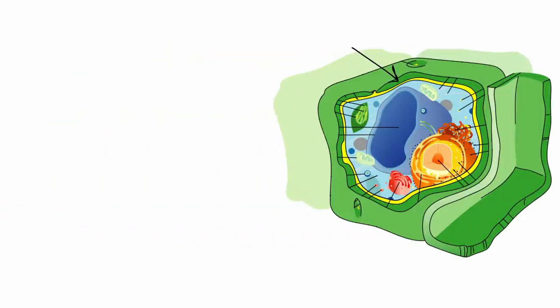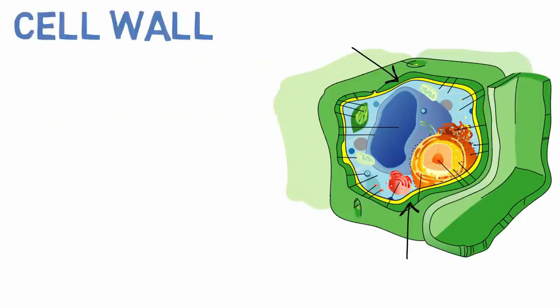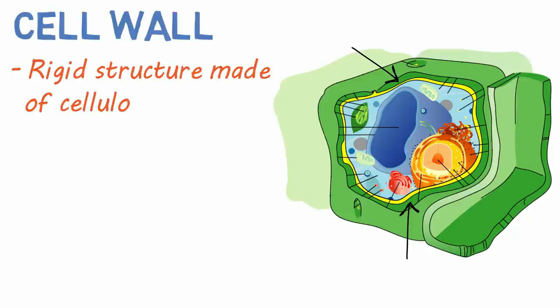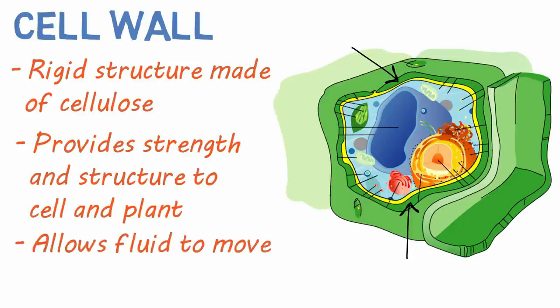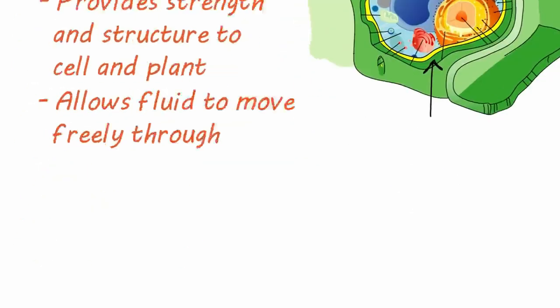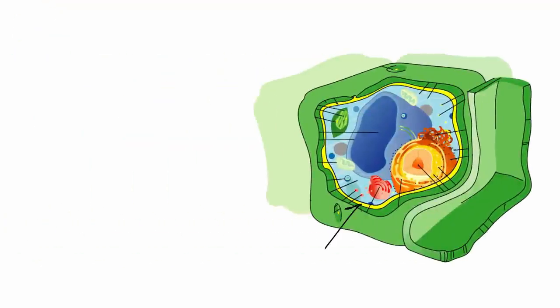We'll start on the outside with the cell wall. The cell wall is a rigid structure made of cellulose that provides strength and structural support to the cell and plant as a whole. The cell wall is also permeable, meaning it allows fluid to move freely through it. This is not the cell membrane, which is our next structure.